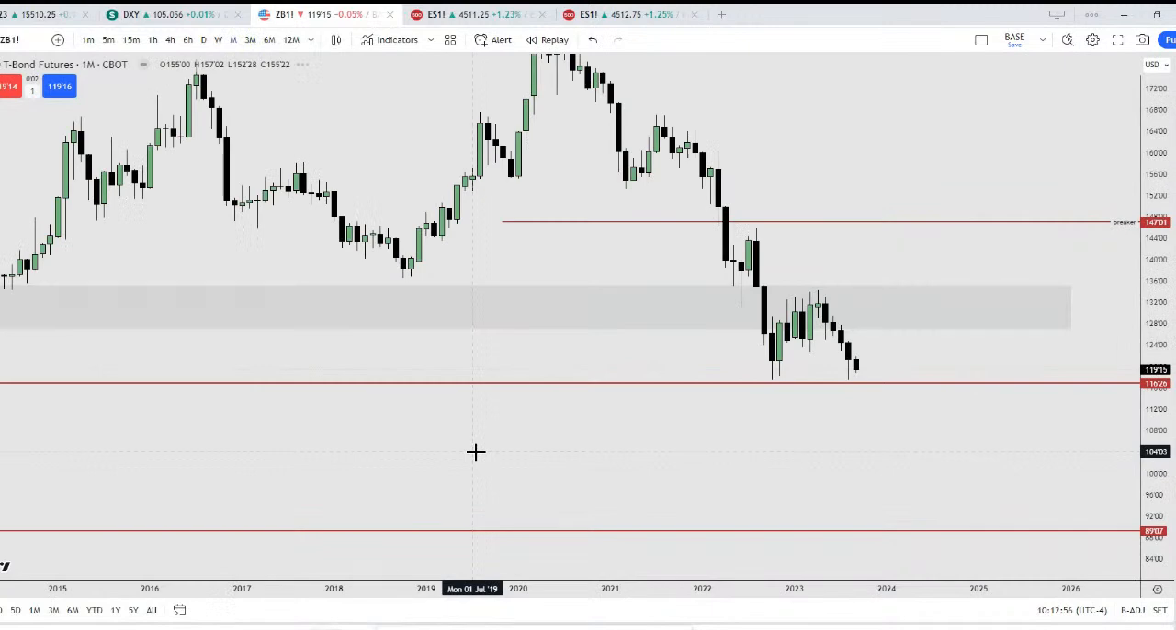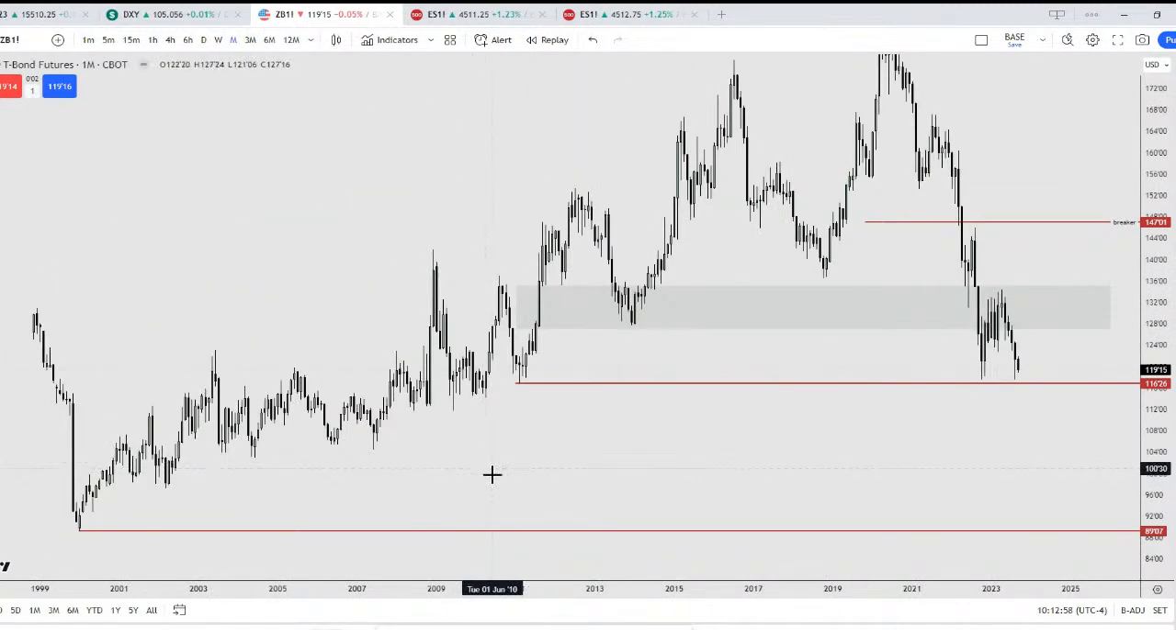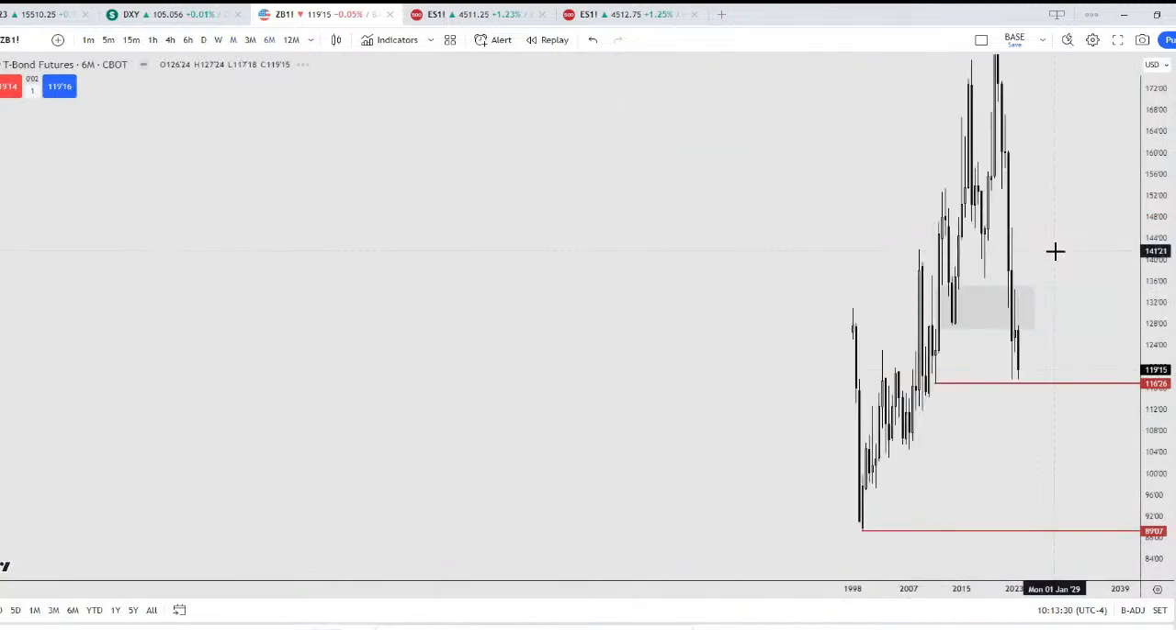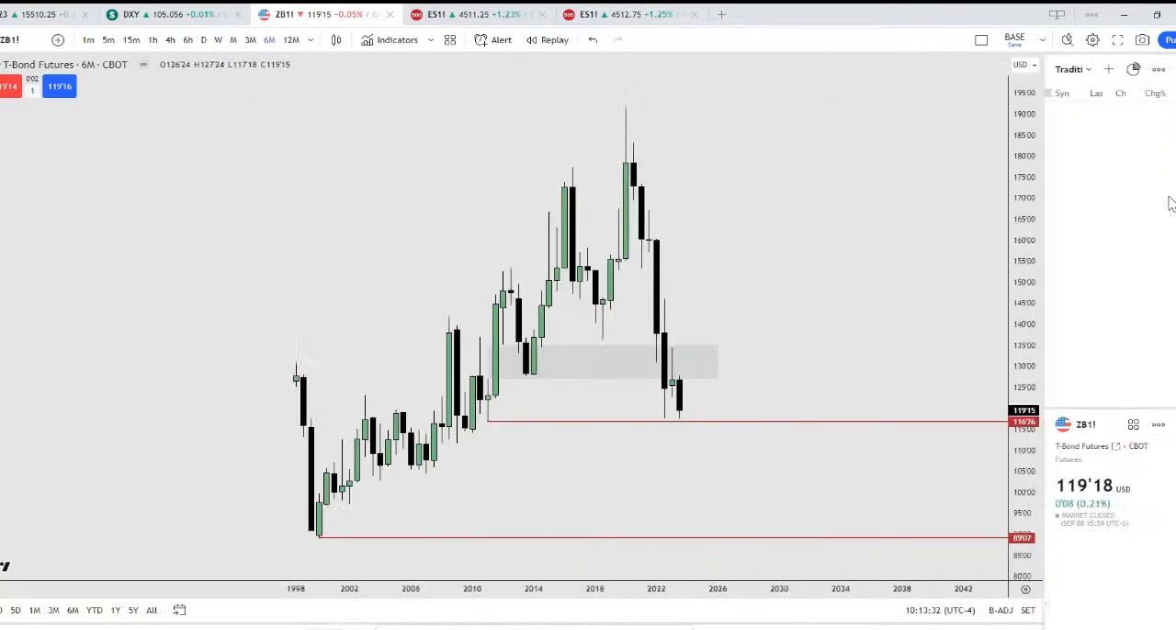What about 1 month? 1 month, no inefficiencies. It's quite efficient for the bond markets. So the most obvious one that I can see is this area here, 103. So that is a potential target as well, but in the near term, I'm looking at this low right here, 11626. That's for bonds, right? And we head over to the interest rates.